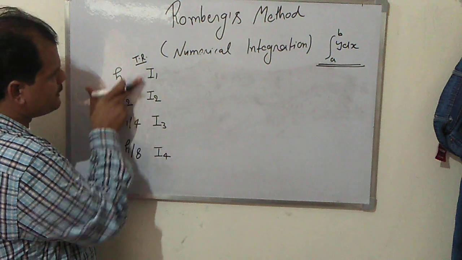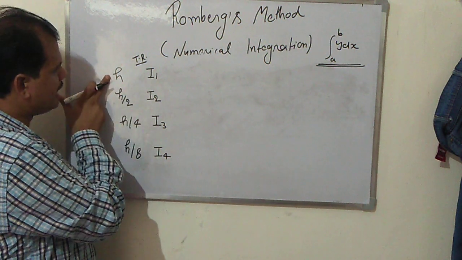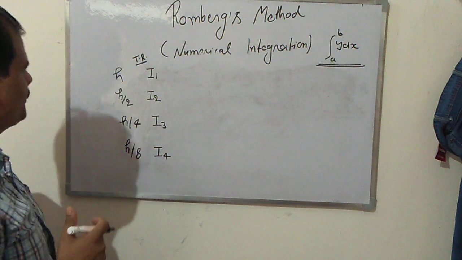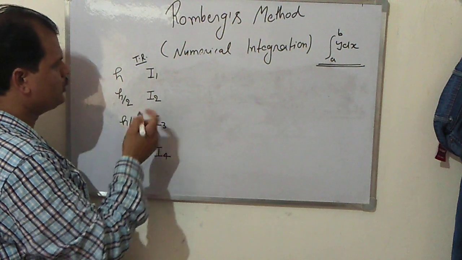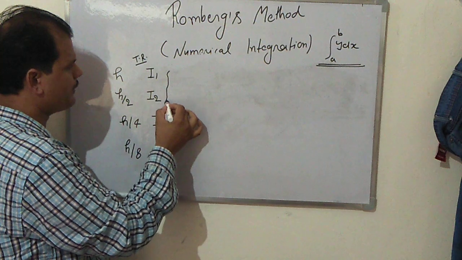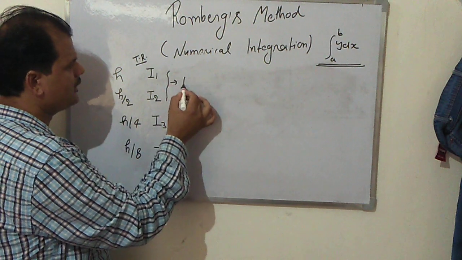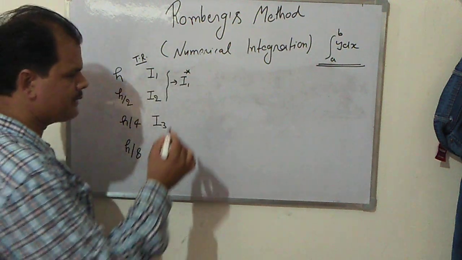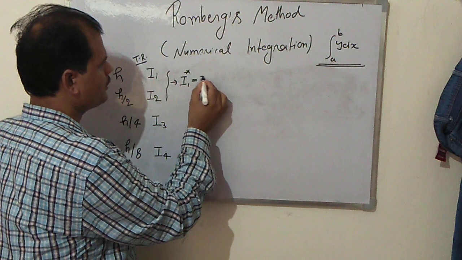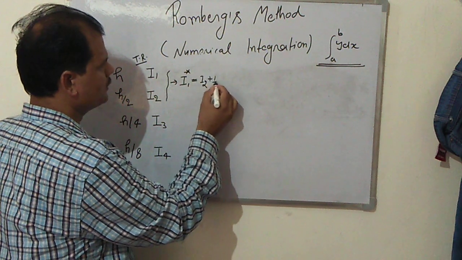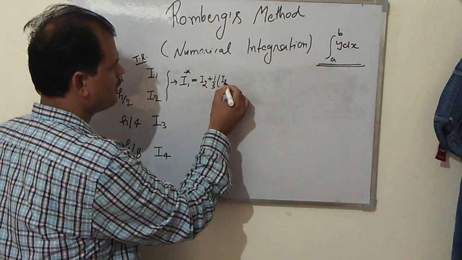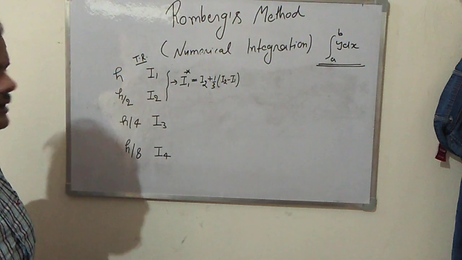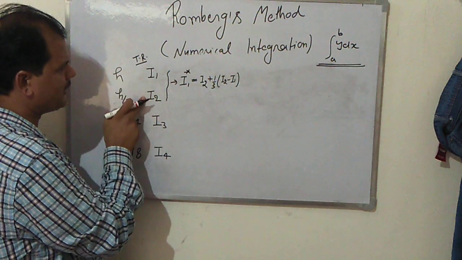After getting I1, I2, I3, I4 corresponding to h, h by 2, h by 4, h by 8 using the trapezoidal rule, we'll try to get more accurate results. From I1 and I2, we get I1 star. This I1 star is nothing but I2 plus 1/3 of (I2 minus I1). So this is your I1 star, obtained from I1 and I2.